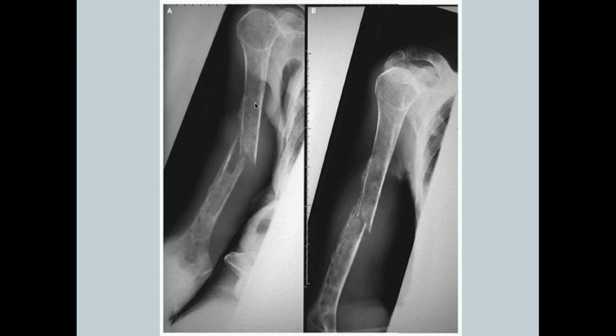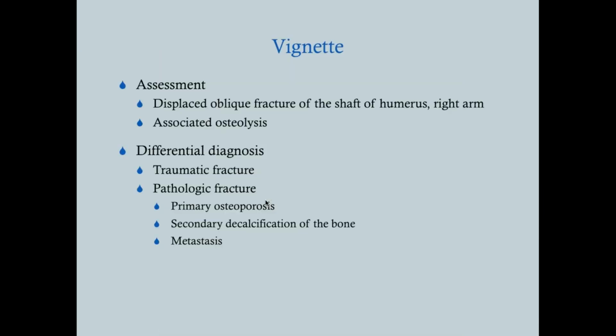We also see these lytic lesions, definitely very obvious on the more distal part of the humerus, but they extend upwards, probably about as far up as the proximal 1/3 of the humerus. So you have quite a few of these lytic lesions. They're a little bit more obvious if you see them with greater magnification, but this is pretty clear lytic lesions here. So our assessment is a displaced oblique fracture of the shaft of the humerus on the right arm and associated osteolysis. Our differential is anything that can cause a fracture, so trauma or pathology.